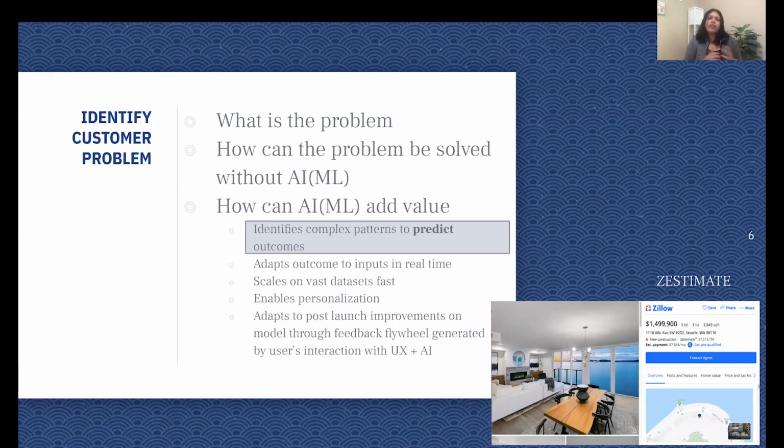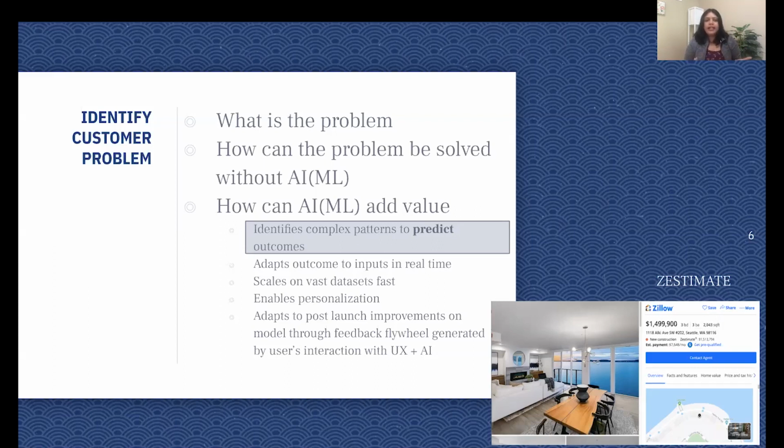There are some other very good uses of AI where AI is adding value, like AI adapts outputs to inputs in real time. What that means is AI learns in real time and personalizes the output based on the input that the user has given. AI scales on vast data sets really, really fast. Like identifying disease sequences in DNA sequences using AI is a hot research area currently.